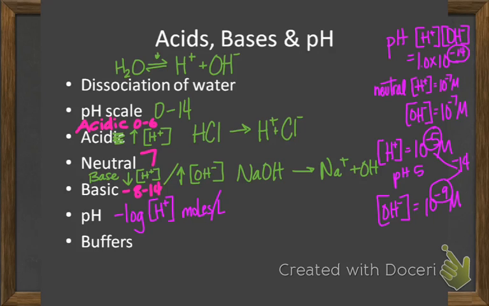All right. What else is on this page? Buffers. Buffers are substances that prevent large, sudden changes in pH. These are important because they control chemical reactions and help to maintain homeostasis.